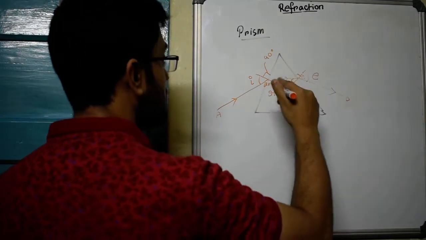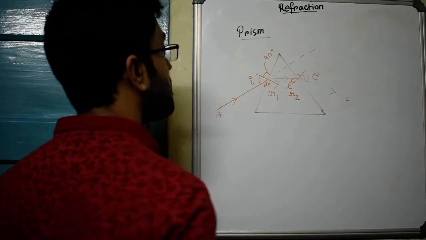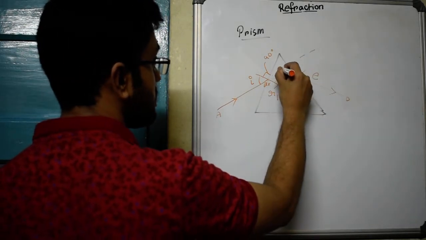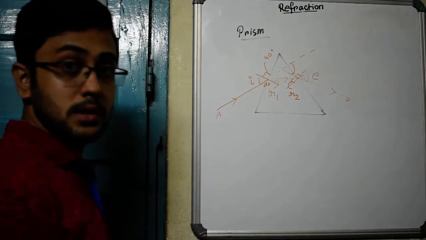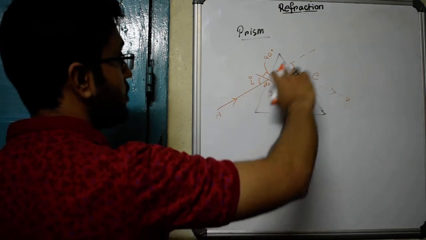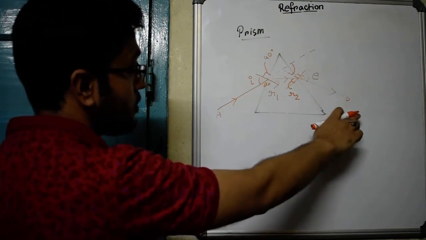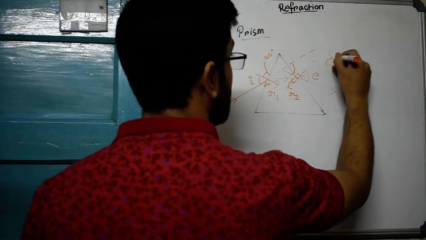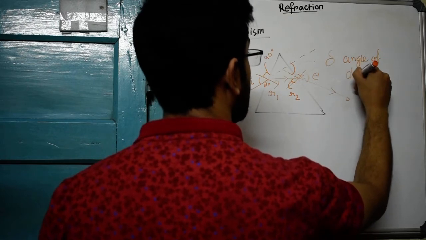Now if there were no prism here, the light would have traveled like this, but because there is a prism, it finally emerges like this. So the angle that is formed between the path that light would have followed if there is no prism and the path that light actually follows upon emergence, that angle here, delta, is known as the angle of deviation.